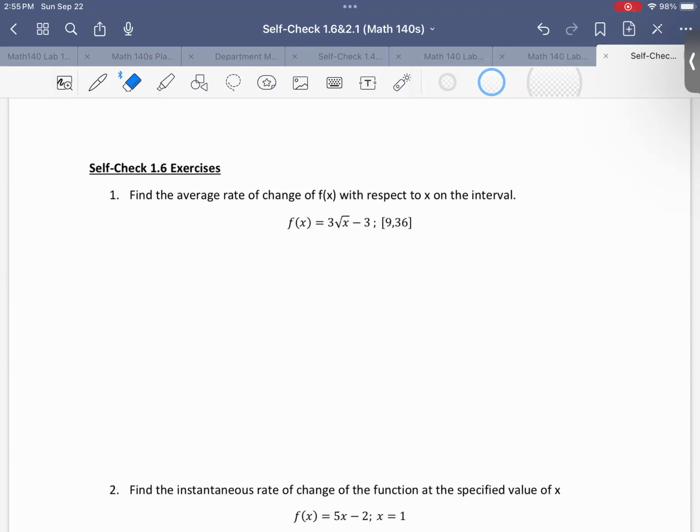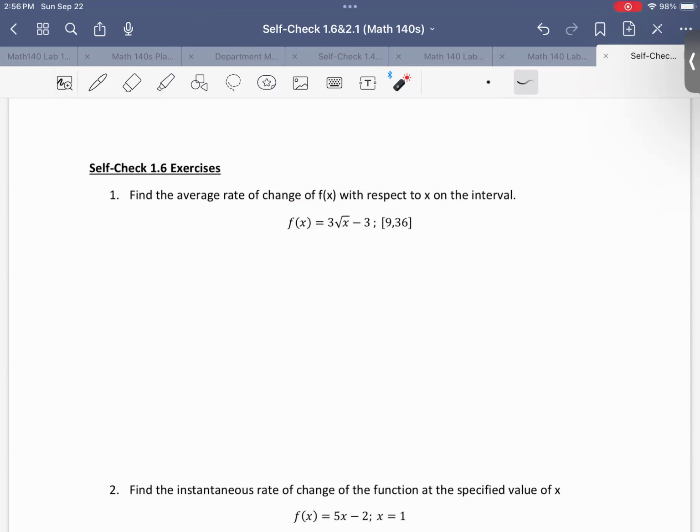So number one is asking: find the average rate of change of the function f of x with respect to x on the interval. And we got this function here, f of x equals 3 times the square root of x minus 3, on the interval from 9 to 36.